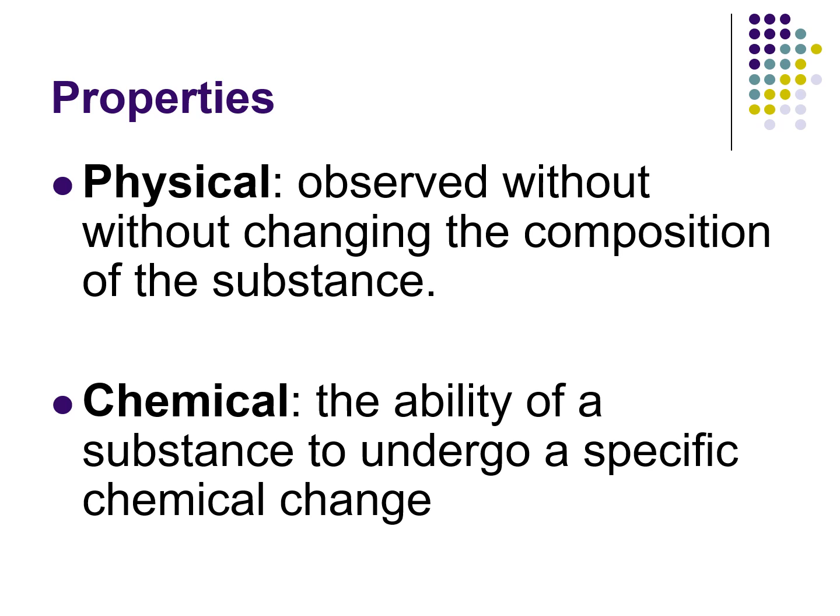Let us see. Physical: observed without changing the composition of the substance. See here, we are talking about the composition. There is no change in the composition of the substance. And then we have observed that change. Of course, there is a change, but the composition doesn't change. Chemical change means the ability of a substance to undergo a specific chemical change.